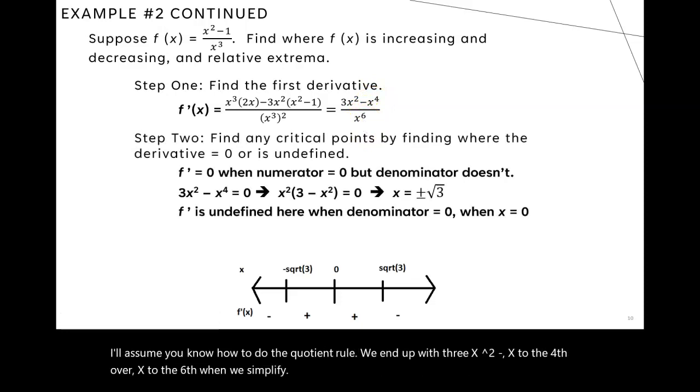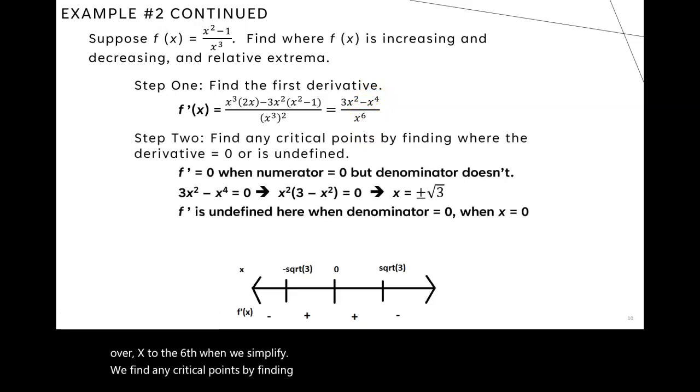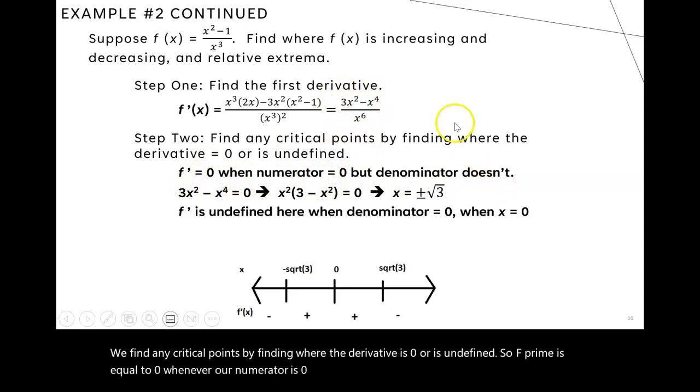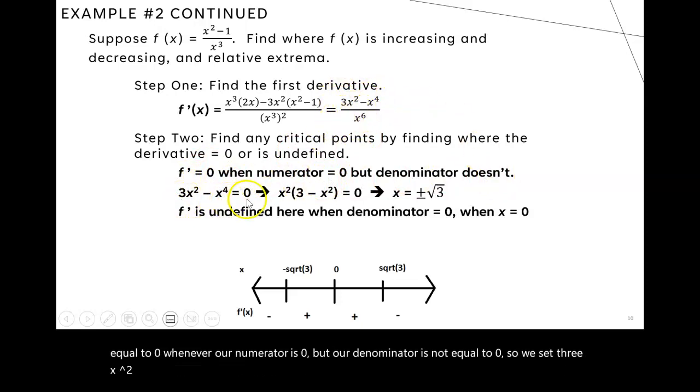So we find any critical points by finding where the derivative is 0 or is undefined. So f prime is equal to 0 whenever our numerator is 0, but our denominator is not equal to 0. So we set 3x squared minus x to the 4th equal to 0. Once we factor, we get x is equal to plus or minus the square root of 3.